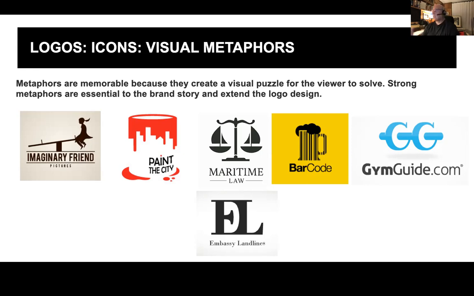The next one, barcode, is two images in one. There's a mug and a barcode, two images in one. Gym guide, same thing, two images in one. A GG, see the GG and the barbell. And then this embassy landlines. Anybody see the telephone in the negative space? Yeah, that was an old-fashioned telephone. So negative space could be your best friend.